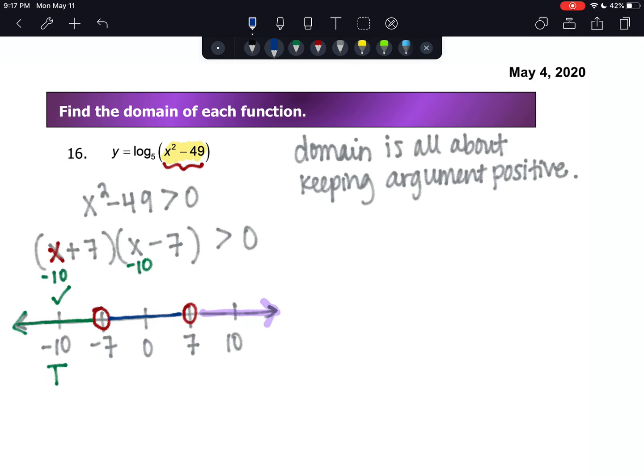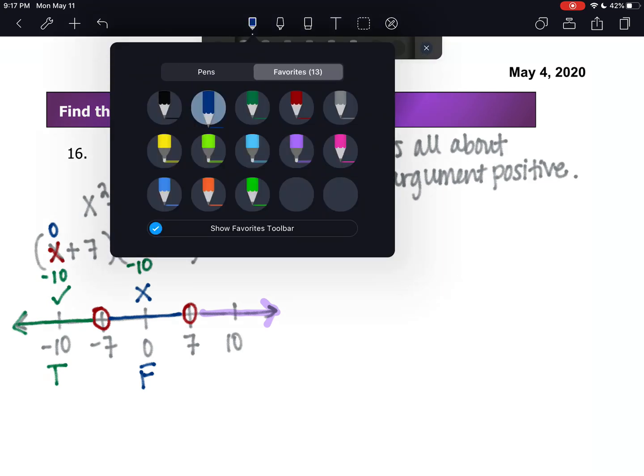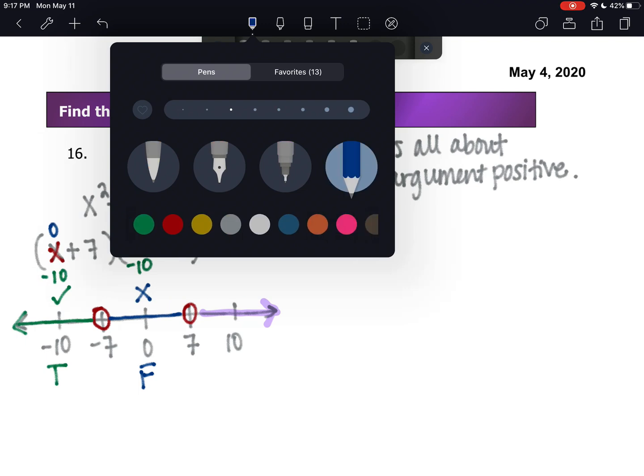Then I'm going to put a 0 in. If I put a 0 in, 0 plus 7 is positive. If I put a 0 in, 0 minus 7 is negative. A positive times a negative is a negative, and negative numbers are not greater than 0. So this section does not work. It creates false inequalities.